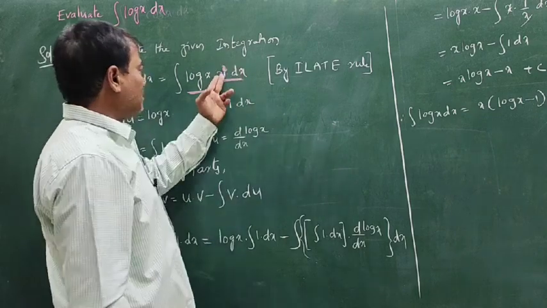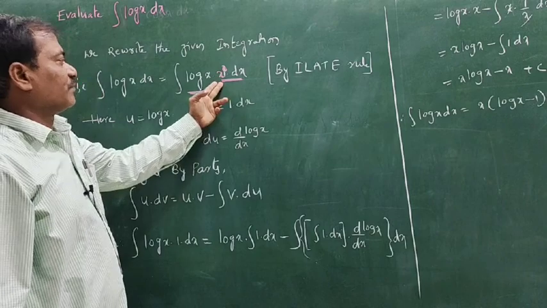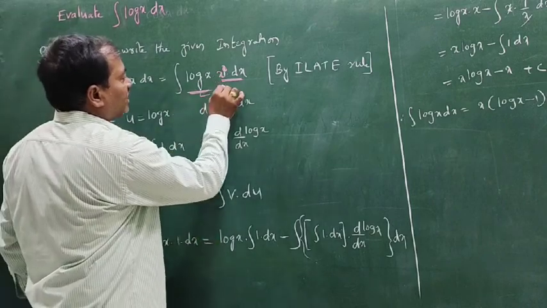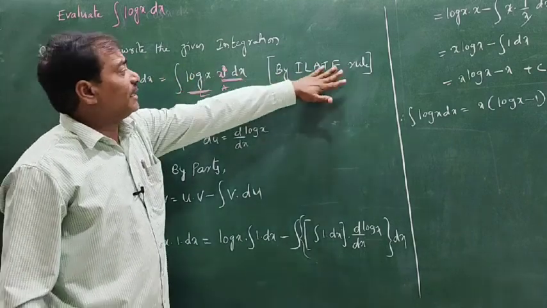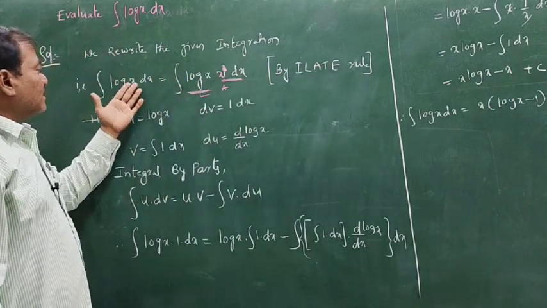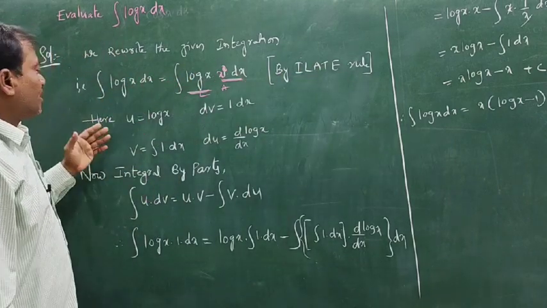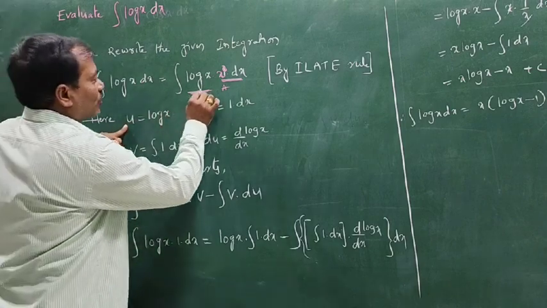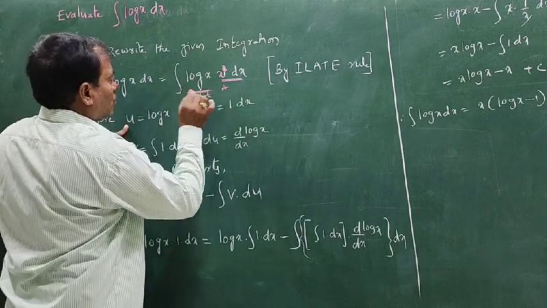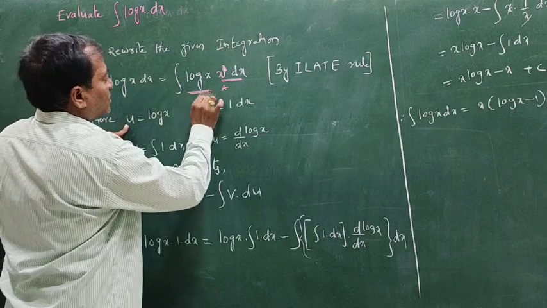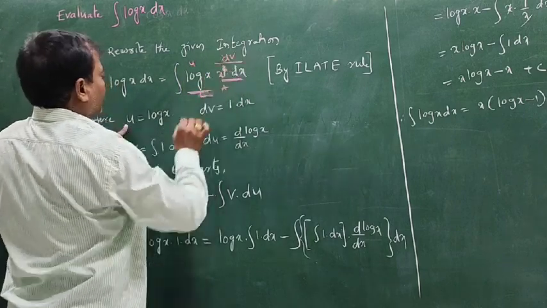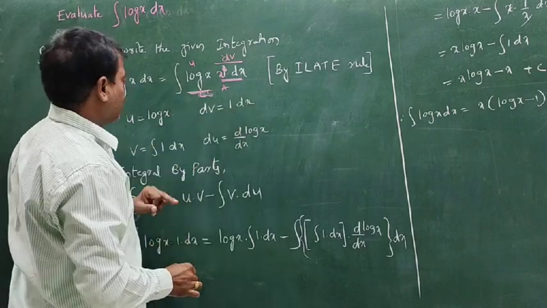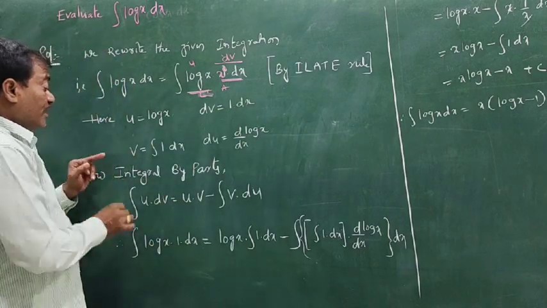So this is an algebraic function, and log x is a logarithmic function. As per the ILATE rule, we write integral log x dx in this form. Here, what is u? This is called u, and completely this is dv. So dv equals 1 into dx, and now we have to find out v.